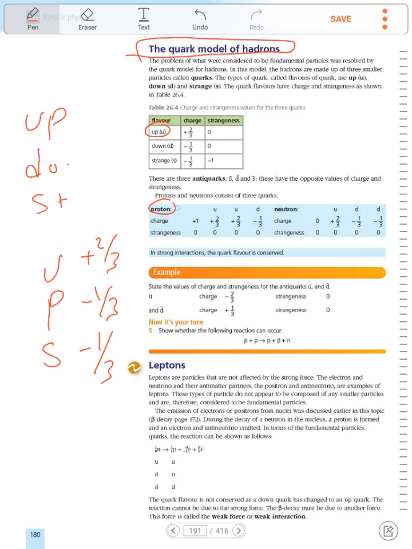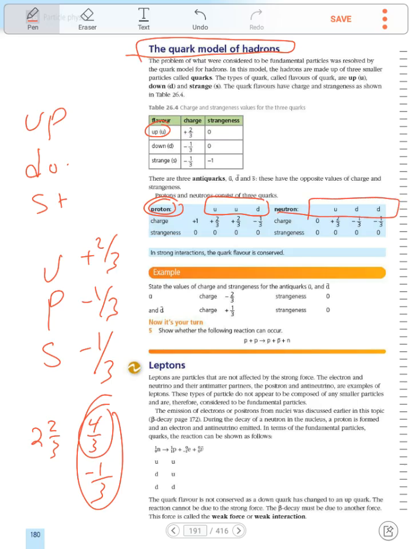If we have a proton, it consists of 2 up and 1 down. 2 up, 2/3 multiplied by 2, which is 4/3, and we have 1 down, which is negative 1/3. The total is 1, which is the proton. If we have a neutron, it consists of 1 up and 2 down: 2/3, and negative 1/3 multiplied by 2, the total is 0. A neutron is neutral. The strangeness of each is 0, 0, negative 1. You may ask about the strangeness of each. You have to memorize this, okay?